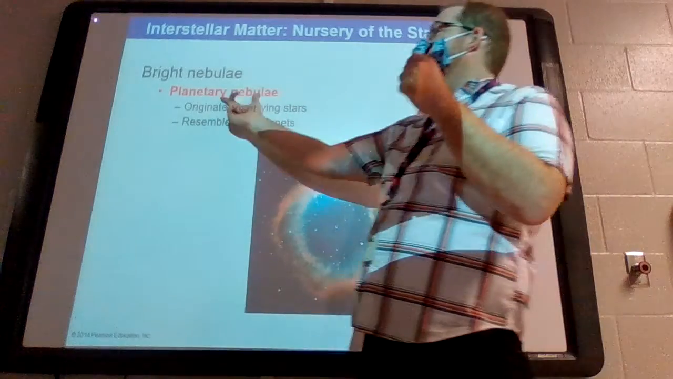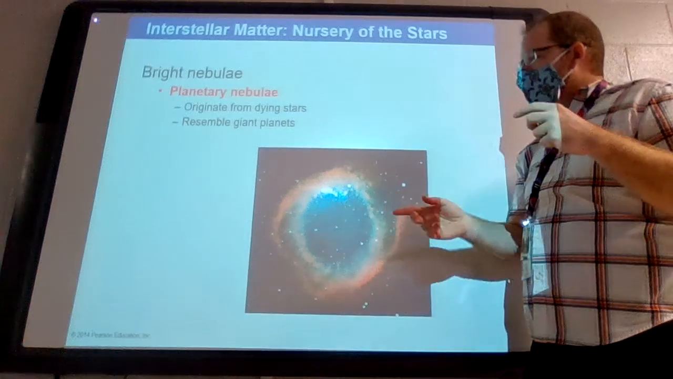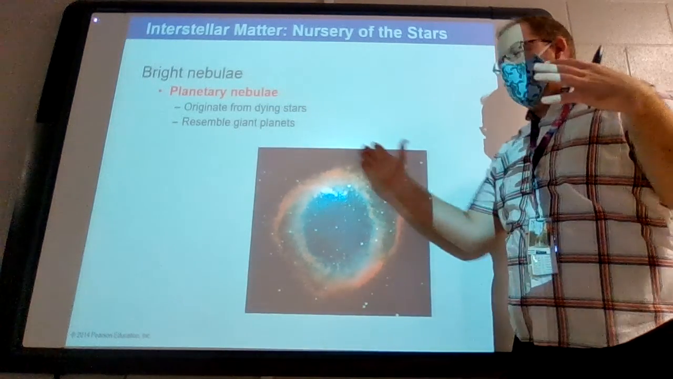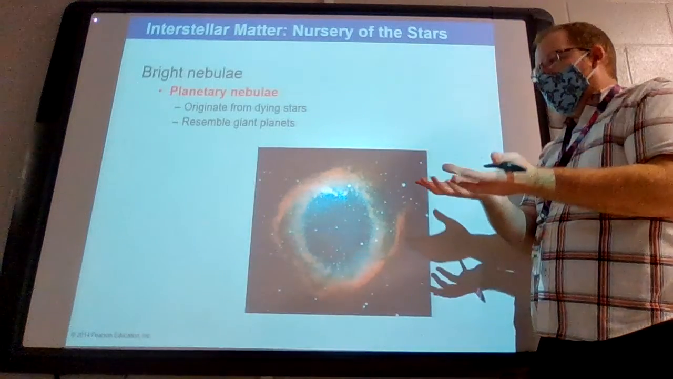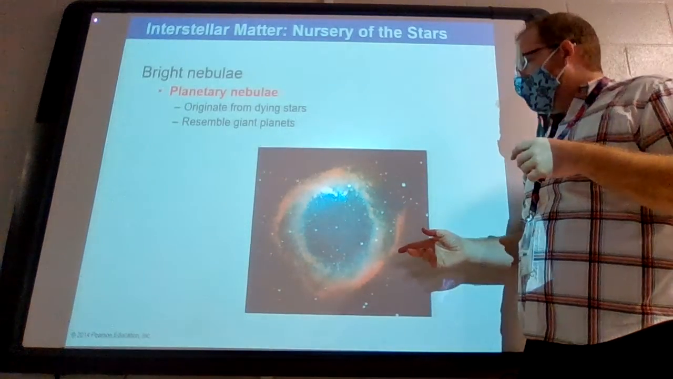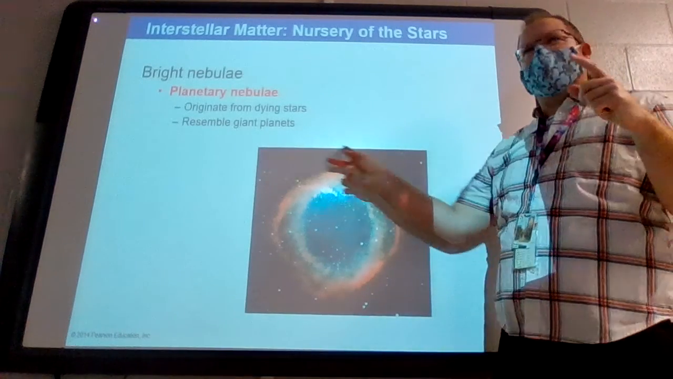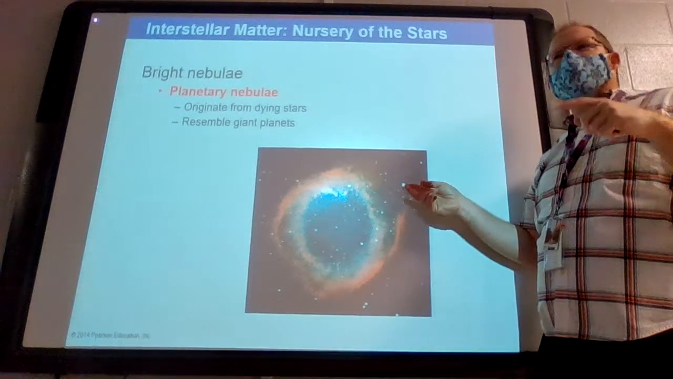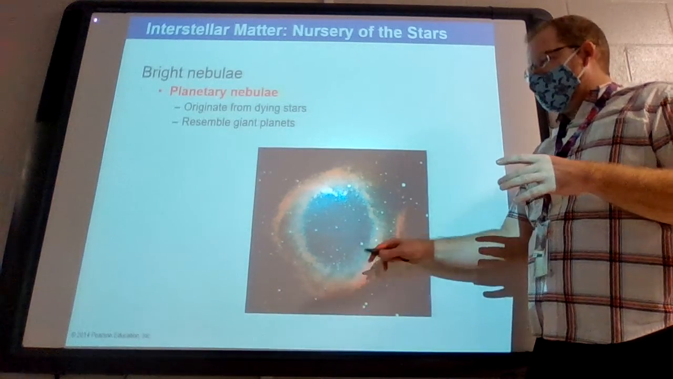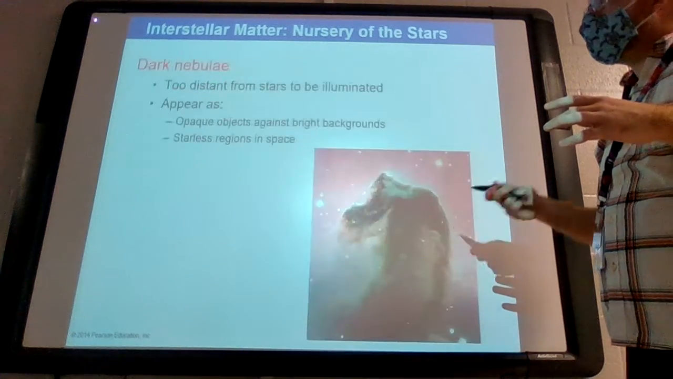Then they have their planetary nebulae. This is actually part of the life cycle of a star. They're not called planetary because they will become planets, it's just because they look like planets. They're nice and spherical shaped, and they resemble giant planets. This one, I'm not 100% sure, but it looks like the God's Eye Nebula. If you've ever seen a picture of that, it's pretty neat looking. I don't know that this is exactly that one, but the God's Eye Nebula is a pretty famous one.